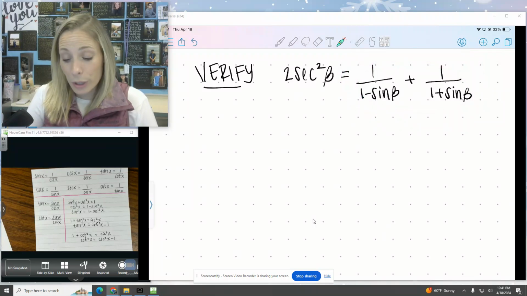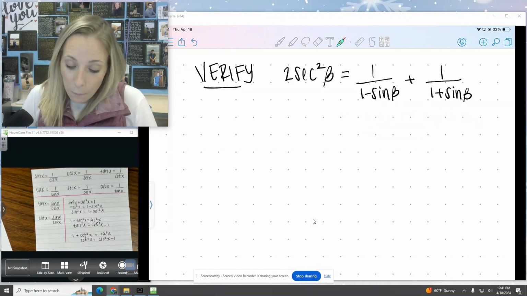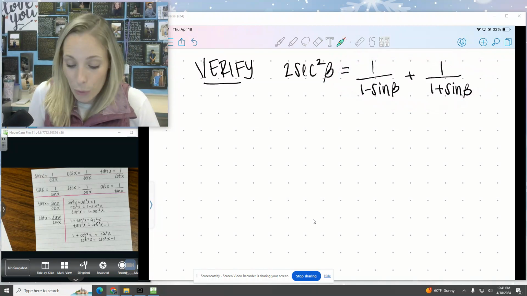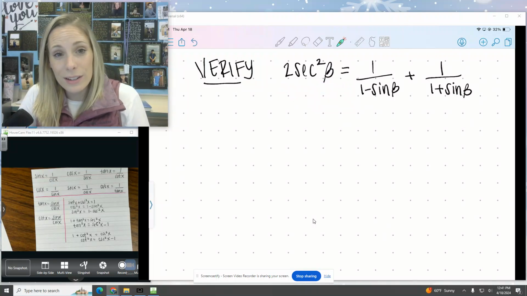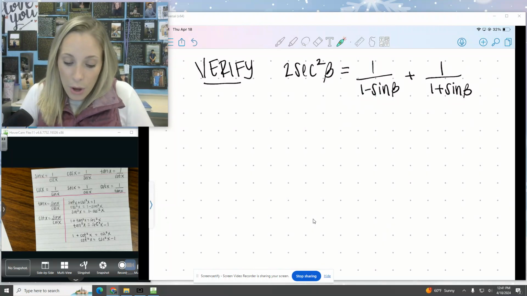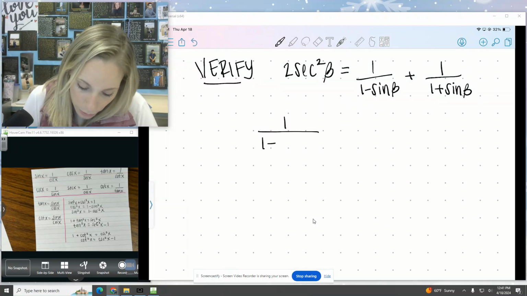And we actually worked through a simplification of this in a previous video. So we are going to start on this right-hand side, and our entire goal is to make it look like this side over here. And when we have done that, we have verified this trig identity. So we're going to start on the right-hand side, and I'm going to rewrite it just so I have a little bit more room to show my work.